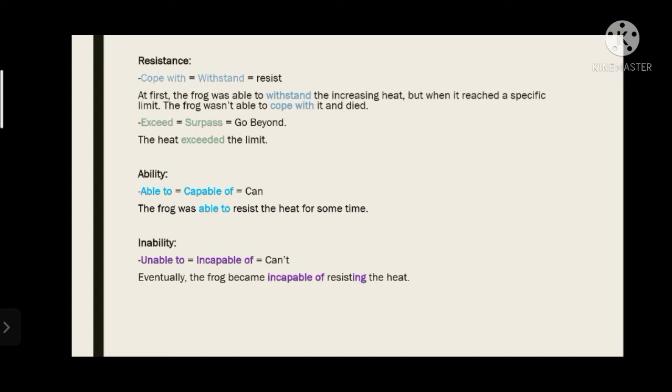Inability. What are the things that this machine, after improvements, would not be able to do or to function with? We just negate these three expressions above. بننفيهم بس. So it's going to be unable to, incapable of, and can't. All of them again mean the same thing. The sentence we have is: eventually frog became incapable of resisting the heat. في الآخر في النهاية الضفدع ما قدرش يقاوم الحرارة.